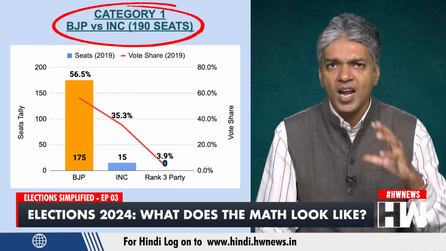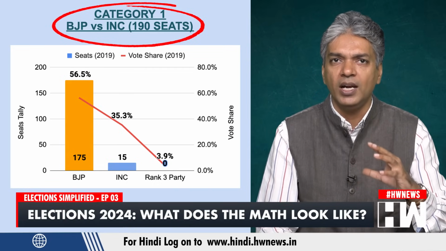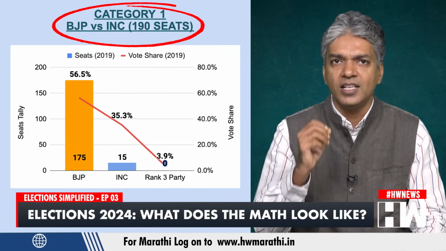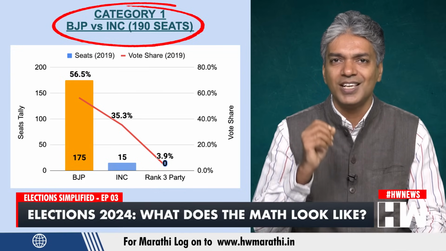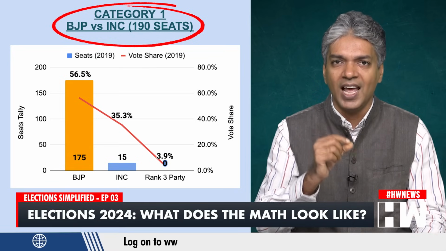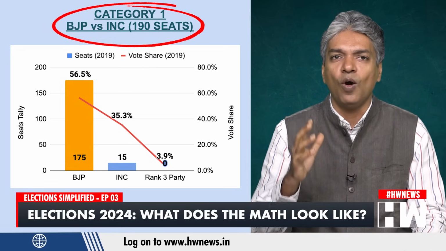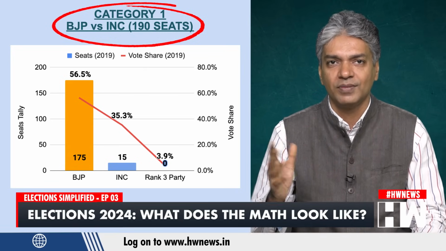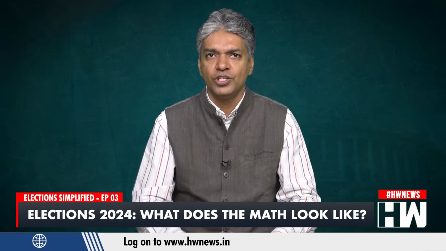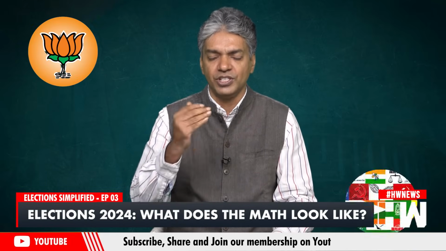So, these 190 seats is predominantly a BJP versus Congress fight. If the India alliance has to do well, the Congress has to defeat the BJP in its den in these 190 seats, and that too with little or no help from the allies. So now let's discuss the second category, which is the BJP versus regional parties.